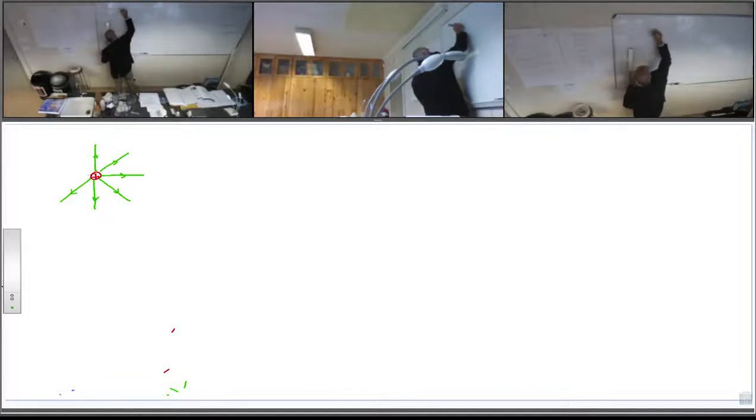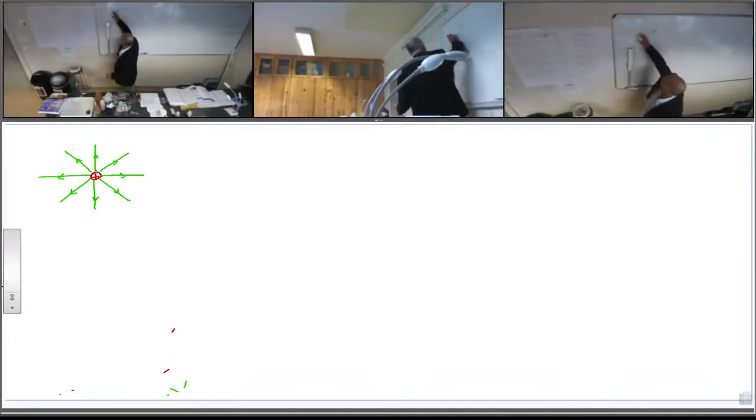Now, how long have I taken to draw this force field? Half a minute, 30 seconds. Did I rush it? No. Is this a difficult question? Would you like to get a question like that in your tests and exams? Yes. This is primary school stuff, isn't it?